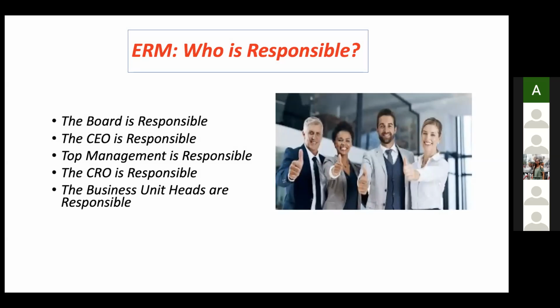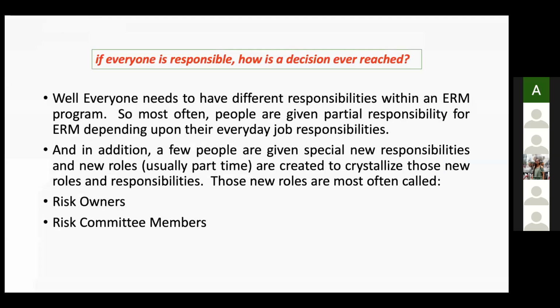ERM, who's responsible? The board is responsible, and also the CEO is responsible. Top management is responsible. The CRO is responsible. The business unit heads are responsible. But this sounds like a recipe for disaster. When everyone is responsible, often no one takes responsibility. And if everyone is responsible, then how can a decision ever be reached?